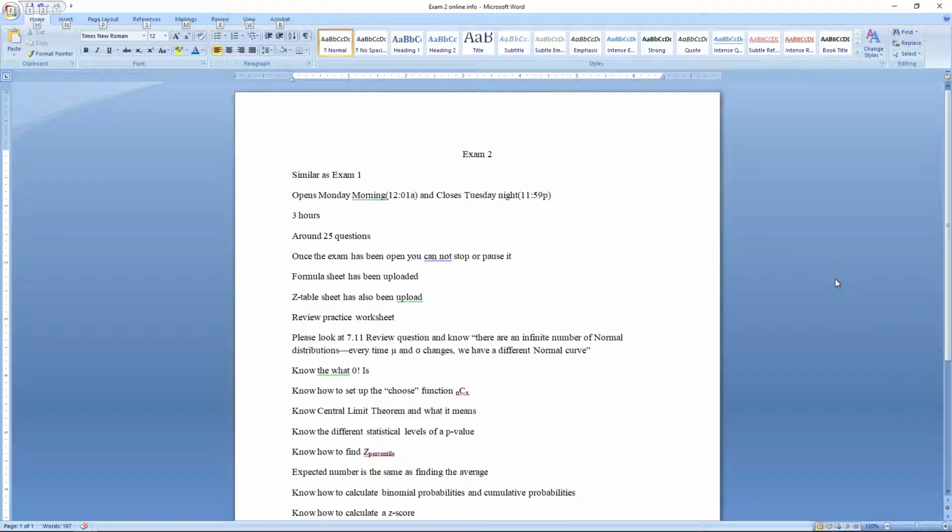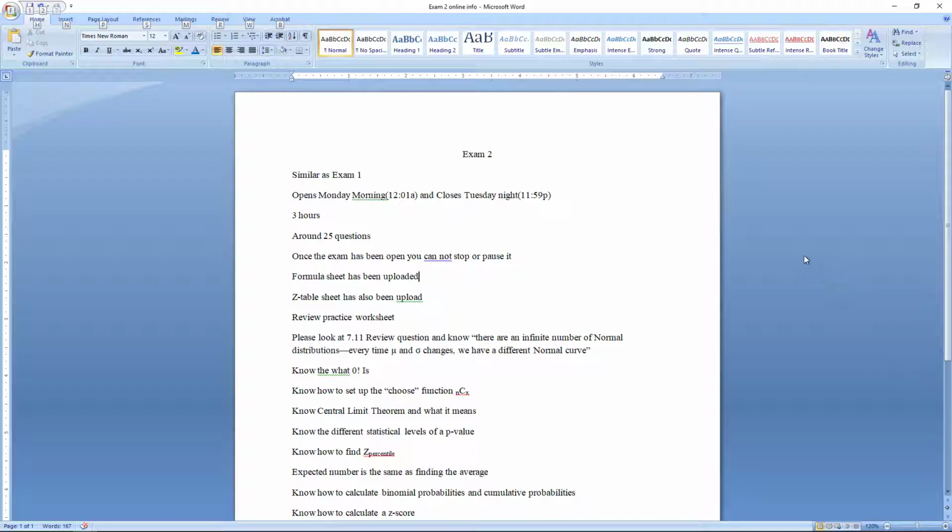Please note you had review question 7.11, and know that there are an infinite number of normal distributions. Every time our mu and sigma change, we have a different normal curve. You will see that again, so know it's infinite.